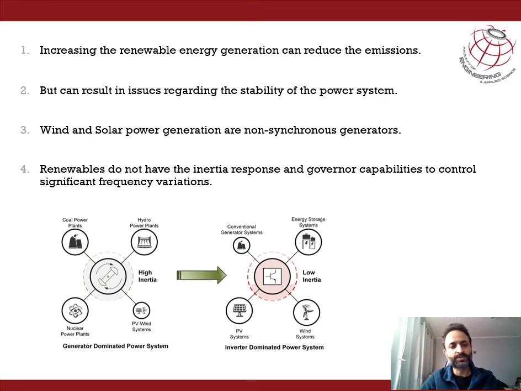However, renewables do not have such a high inertial response. Also, they do not have governor capabilities to control the fuel input. As a result, by using large amounts of renewables in the microgrid, we are going to see a transition from a high inertial power system into a low inertial inverter dominated power system.